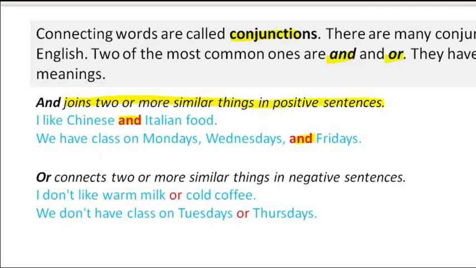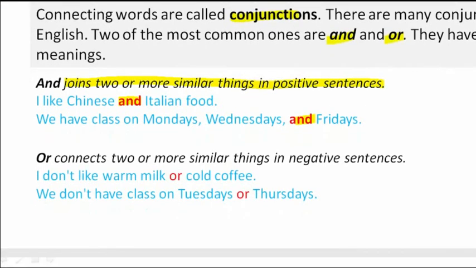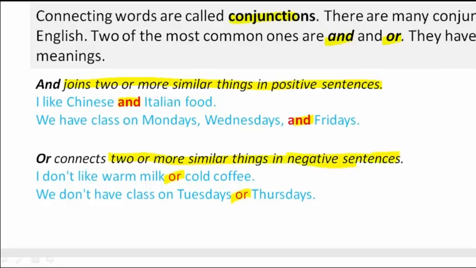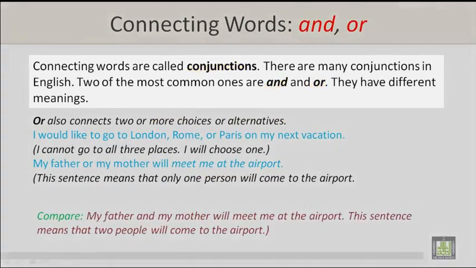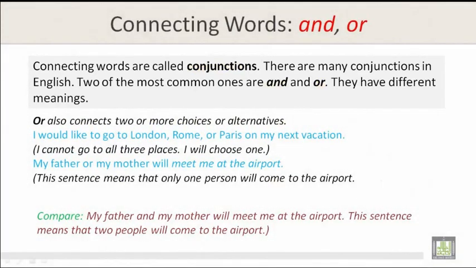Or connects two or more similar things in negative sentences. I don't like warm milk or cold coffee. We don't have class on Tuesdays or Thursdays. Or, in both of these examples, connects two or more similar things in negative sentences. The conjunction or also connects two or more choices or alternatives. I would like to go to London, Rome, or Paris on my next vacation. This means I cannot go to all three places.